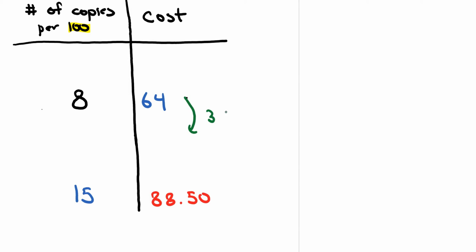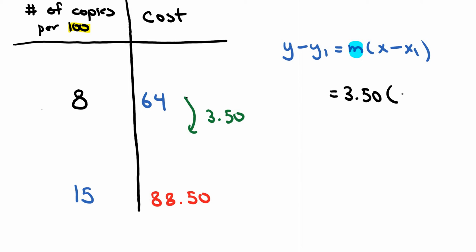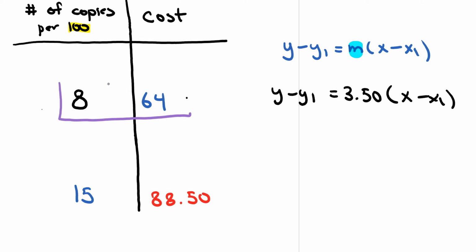Another way that you can get this answer is that if you understand that the slope here is $3.50, then you can also use the equation of a line using point slope form, which is y minus y1 equals m times x minus x1. So if you understand that the slope in this question is $3.50, then you can put $3.50 for m, then have your x minus your x1, and your y minus your y1 on the left hand side. What I'll basically do for this problem is use this point right here as a coordinate. So this would be my y1 value, and this would be my x1 value.